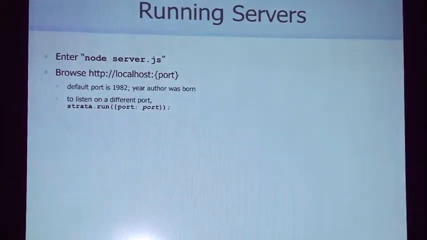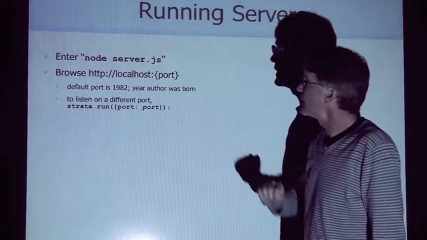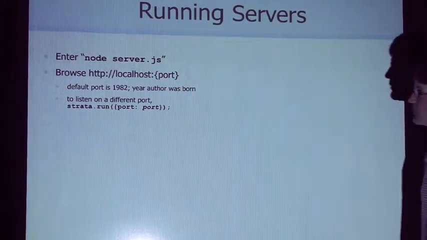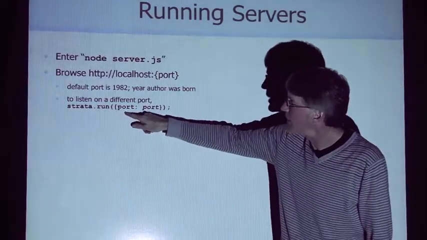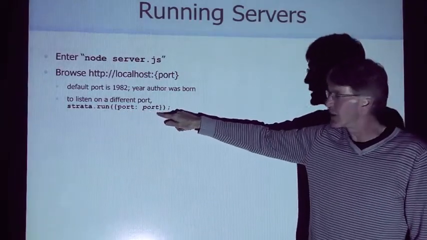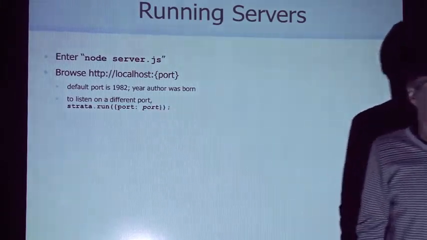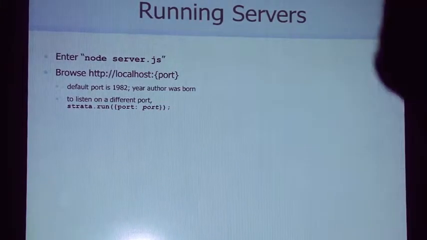So as I just said, to run that, I just say node server.js. If I wanted to use a different port than that default, then when I say strata.run, I could pass it this JavaScript object where there's all kinds of configuration I could do. But one thing is to tell it to listen on a different port.